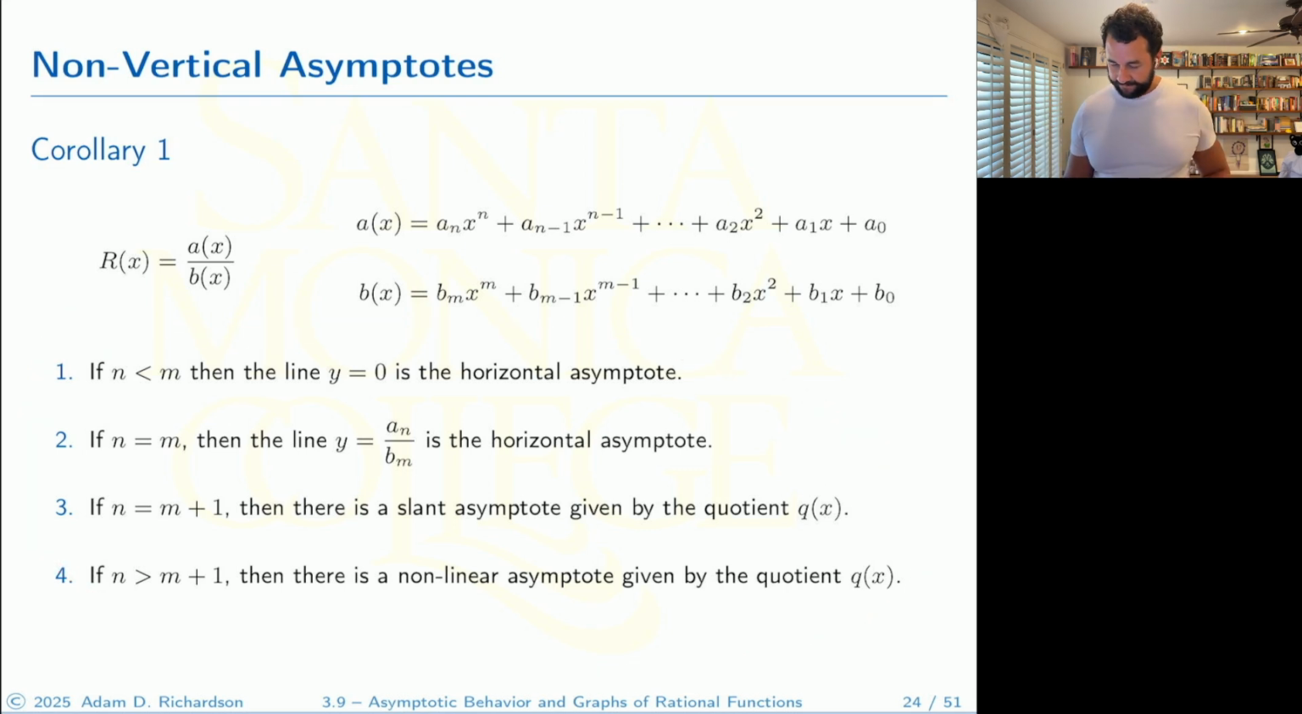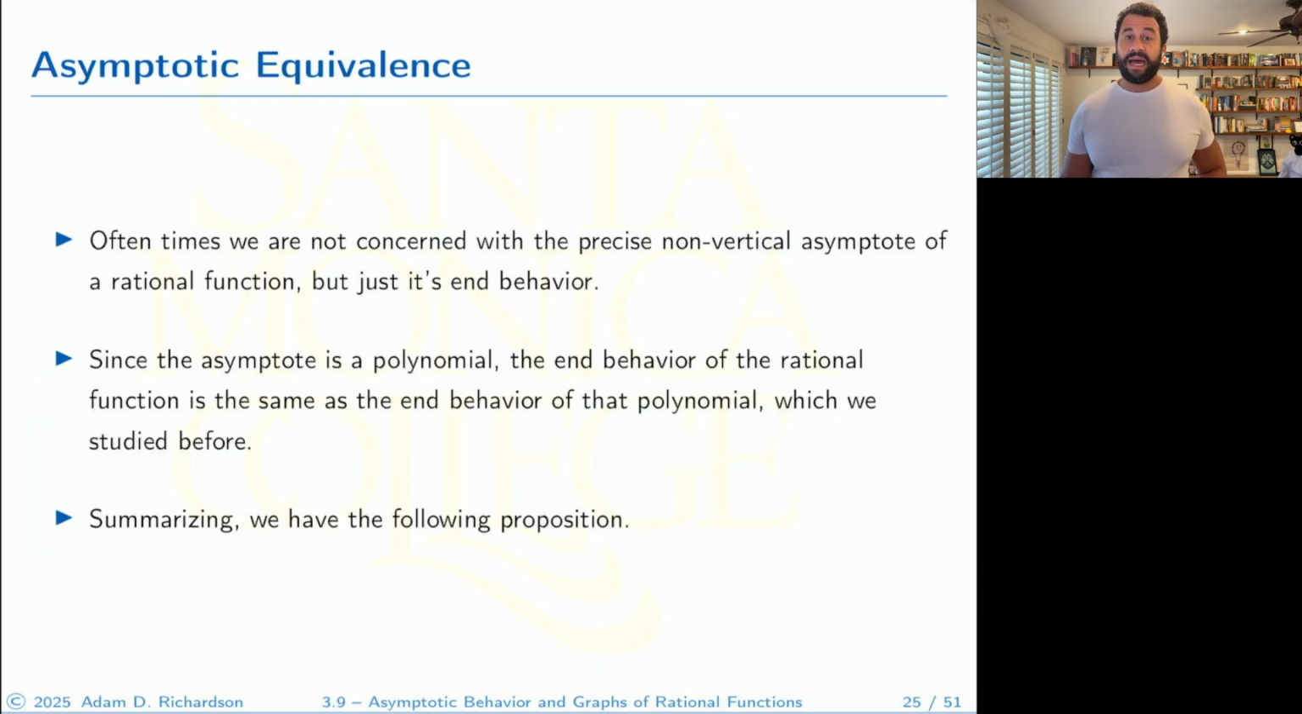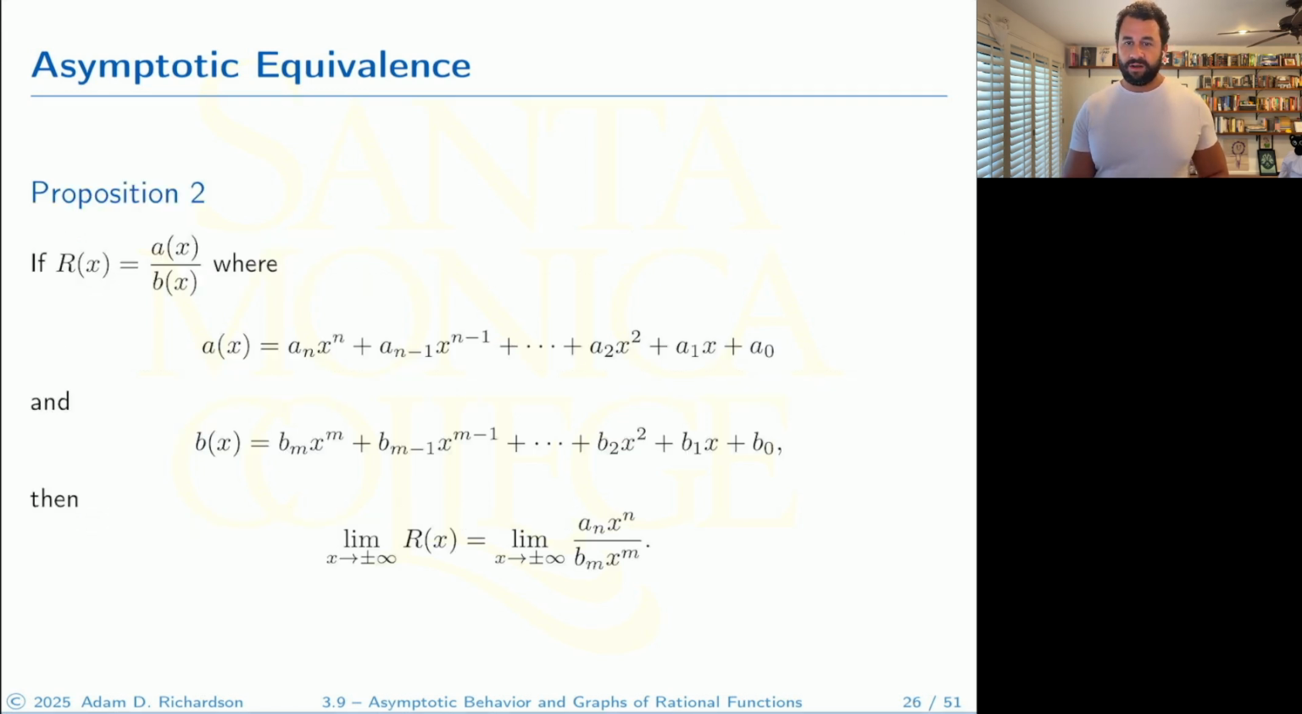Boom. Okay. Now we need to talk about what's called asymptotic equivalence. Oftentimes we're not concerned so much with the precise non-vertical asymptote of a rational function, just its end behavior. We just want to know what's going on at the end, right? And since the asymptote is a polynomial, the end behavior of the rational function is the same as the end behavior of that polynomial quotient that you get, which we studied in great detail when we talked about polynomials. So summarizing, we get the following proposition, which gives us an easy way to tell roughly what's going on at the end.